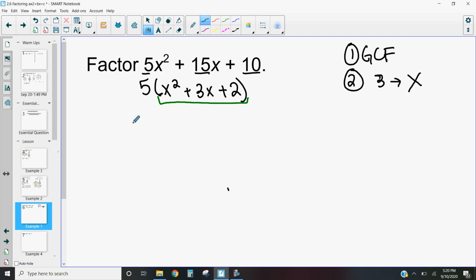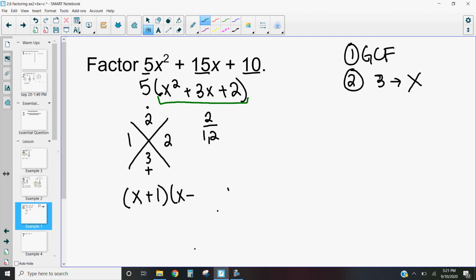So what I'm going to do is set up my x factor here. I've got to multiply back to 2. I've got to add to 3. Well, the only factors of 2 are 1 and 2. So this is going to be a 1 and a 2. We did not have an a, so I don't have to divide those. So this is going to factor out this polynomial here into x plus 1 times x plus 2.